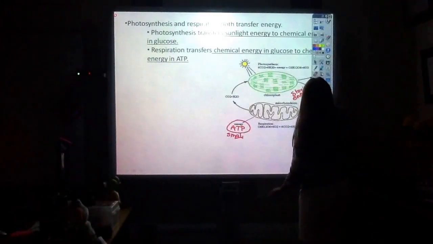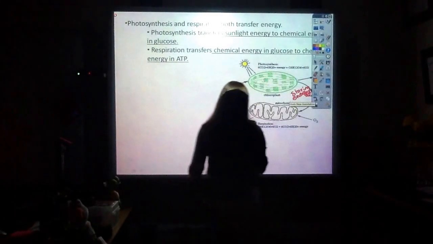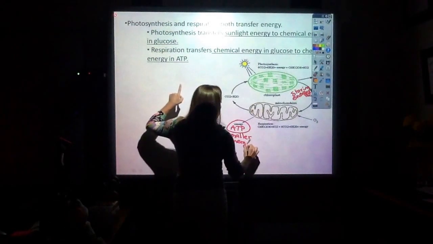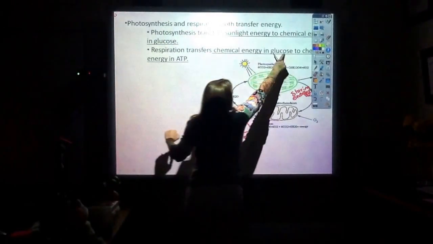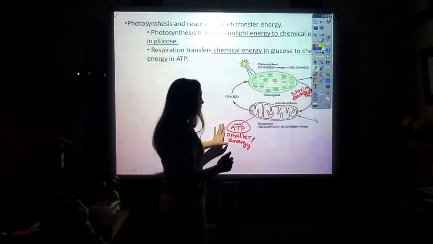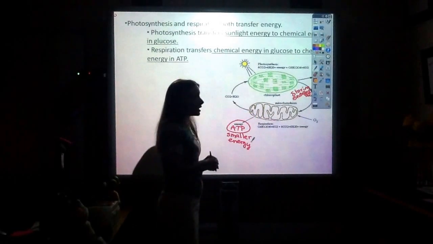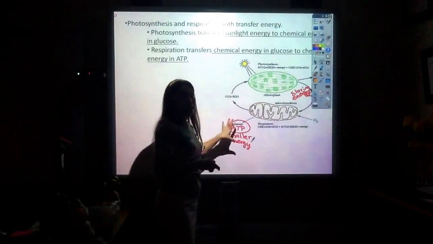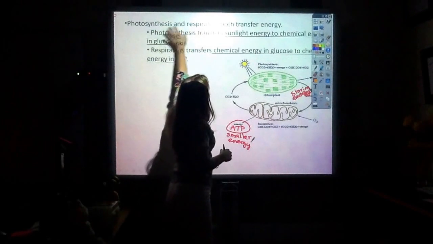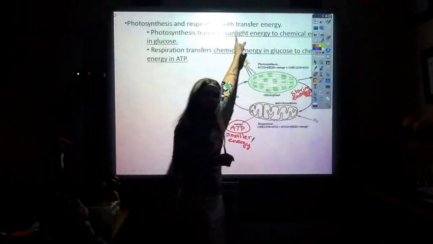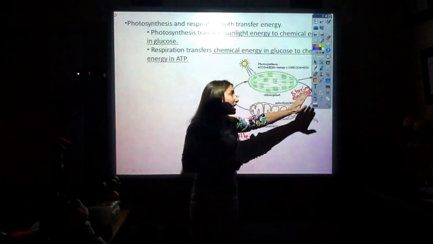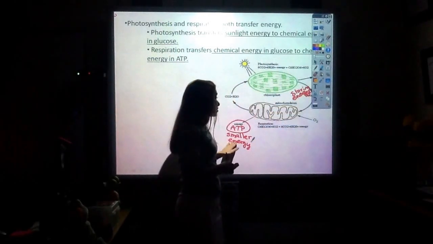Remember that both glucose and ATP are chemical energy sources. Chemical energy in the bonds of glucose, and chemical energy in the bonds of ATP. But ATP is smaller and easier for the cells to use. So the first relationship we see is that both photosynthesis and respiration transfer energy. Energy from the sun into glucose, and then energy in the glucose into ATP.